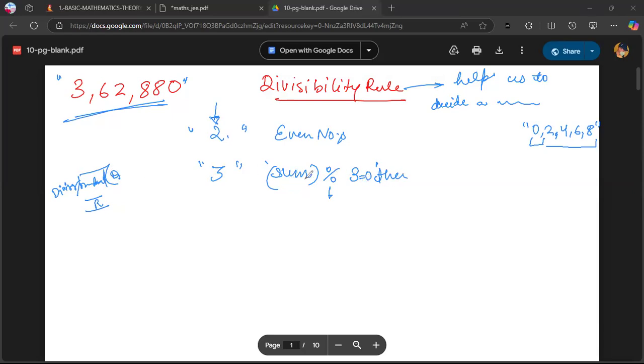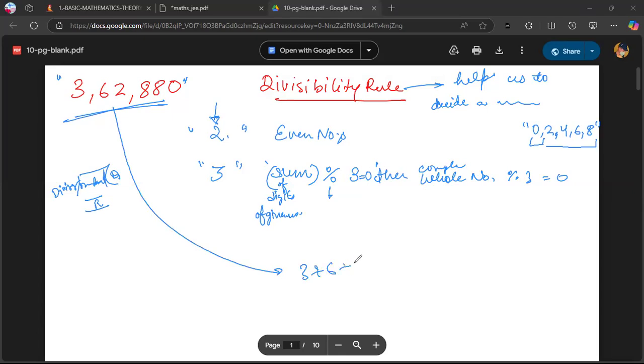So if we are dividing the sum of digits of the given number, and if that is divisible by 3, then the whole number, meaning the complete number, will also be divisible by 3. Okay, so let's discuss this number.